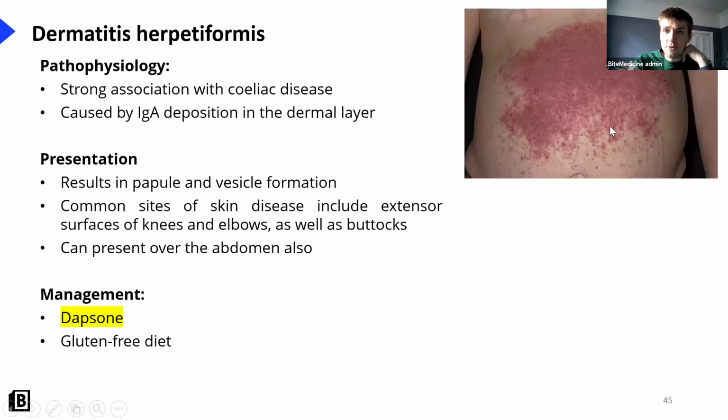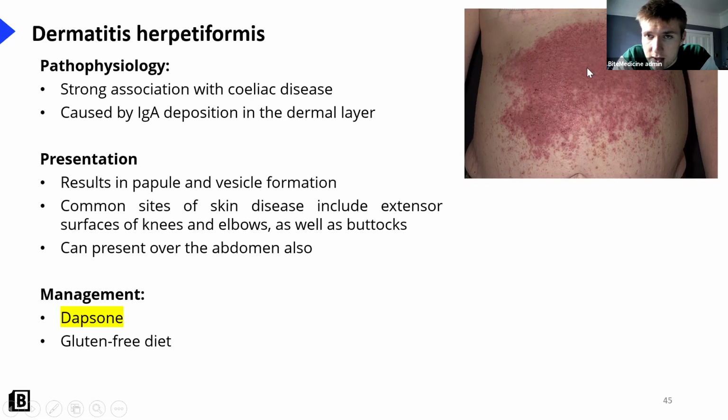So dermatitis herpetiformis, the classical association you will think of when you hear it is with celiac disease, which is also linked to an IgA pathology. In dermatitis herpetiformis, you do get IgA deposition in the dermal layer, causing vesicle and papule formation, particularly in the extensor surfaces, the knees, your elbows, and the buttocks. Can get it on the abdomen too, which is what we see here.